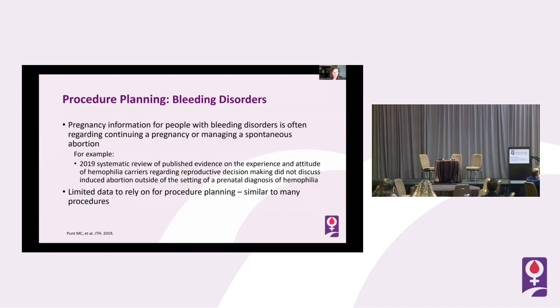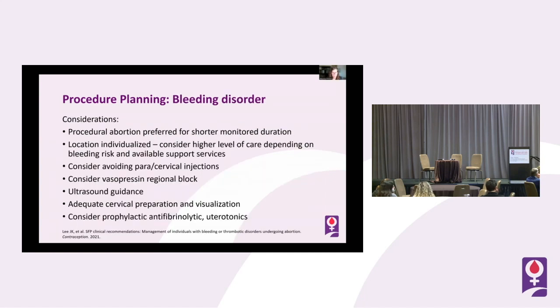At this point, I'd like to point out that there really is no data to guide management of people with bleeding disorders undergoing abortion. One review about provider attitudes about reproductive health did not discuss procedural concerns and mainly focused on decision-making in the context of a prenatal diagnosis of hemophilia. So really, this is kind of an open area that needs more publications.